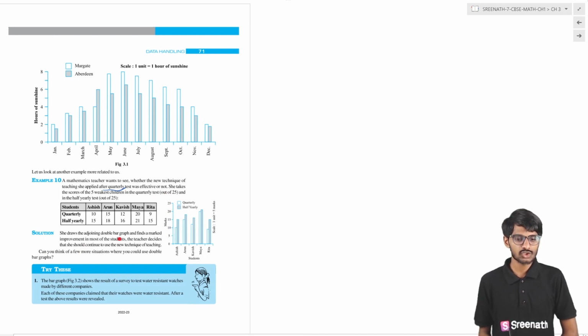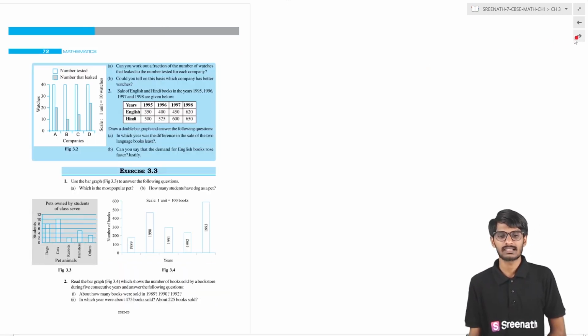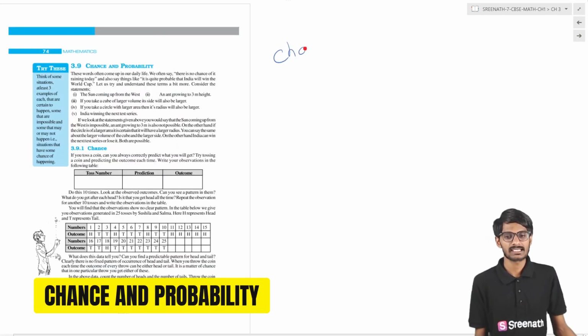So she draws the adjoining double bar graph and finds a marked improvement in most of the students. The teacher decides that she could continue to use the new technique of teaching. Can you think of a few more examples where we could use double graphs? Give me some examples where we can use double graphs, students. So that is about the double graph, students. Now we are discussing chance.